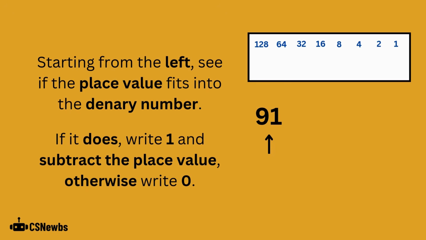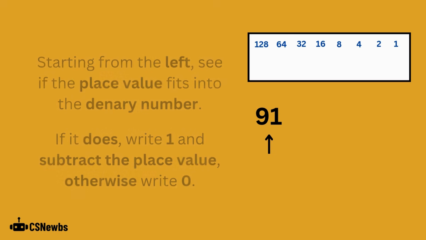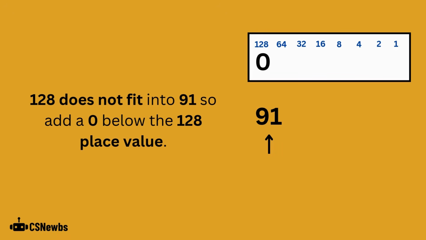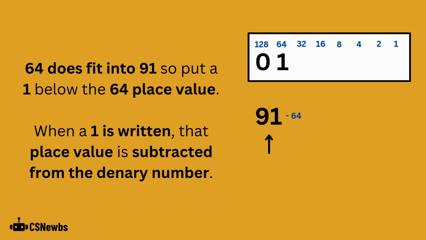Starting from the left, you will see if a place value fits into the denary number. If it does, we write a 1 and subtract the place value. Otherwise, we will write 0. The place value of 128 does not fit into 91, so we will add a 0 beneath 128. 64 does fit into 91, so we put a 1 below the 64 place value. Now that we've written a 1, we must subtract that place value from the denary number.